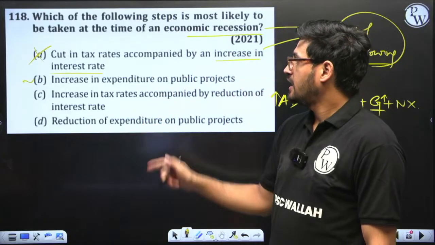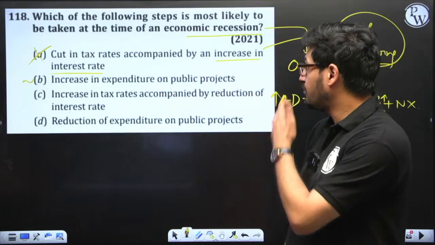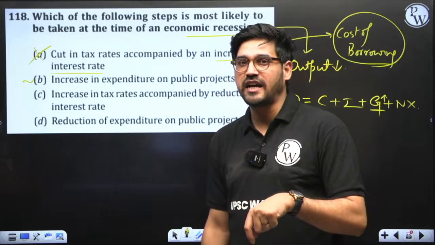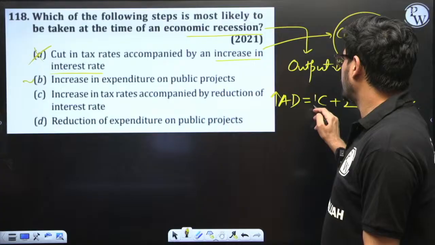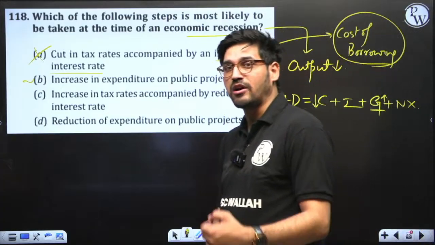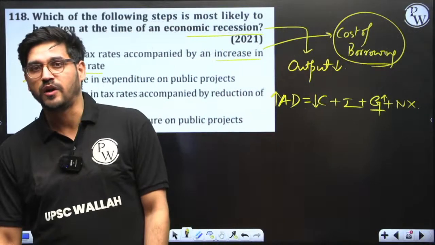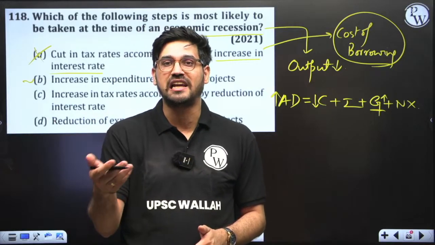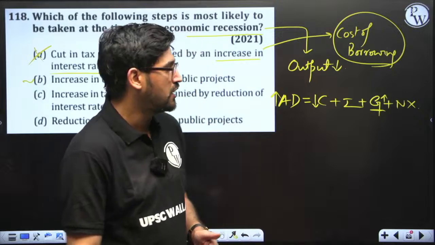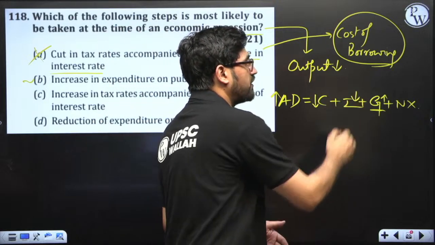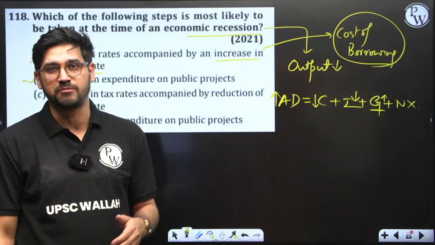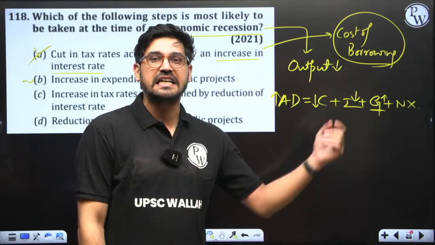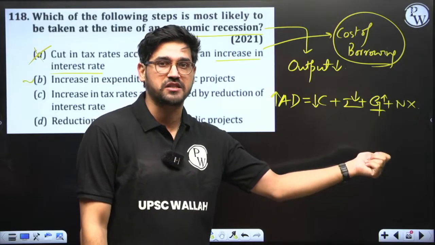C says increase in tax rates accompanied by a reduction of interest rates. Now, if you increase the tax rates, that means consumers will have less money or less disposable income. You are being charged 10% today, tomorrow they will charge you 30%. That means you will be left with less disposable income in your hands. Not only you, but also the firms will have less disposable income from their profits because the government is going to take a greater proportion of their profits away, leaving less money for them to invest further.